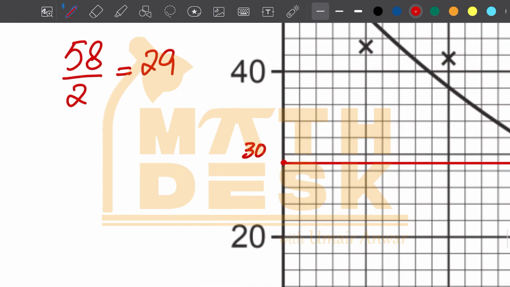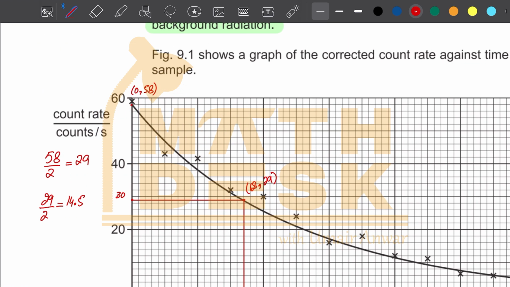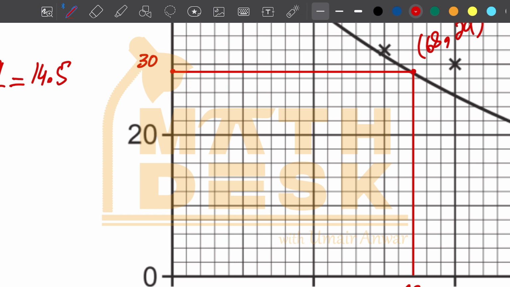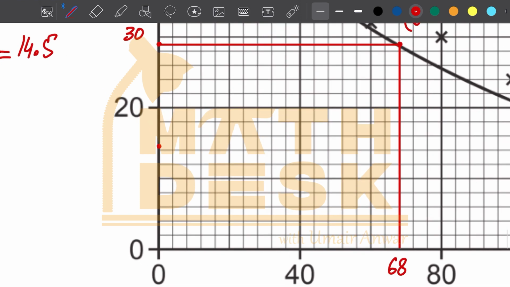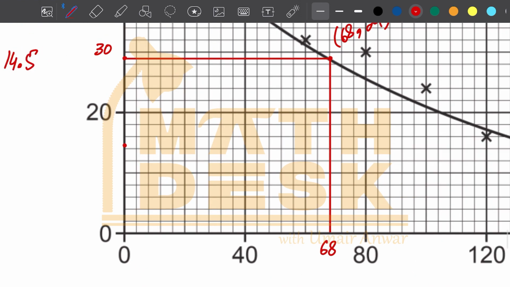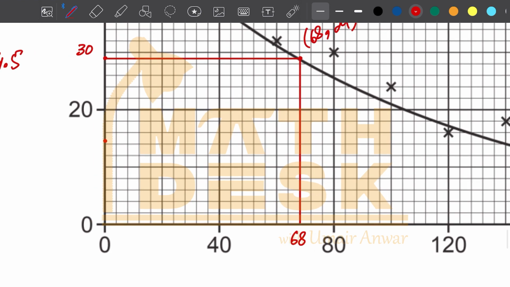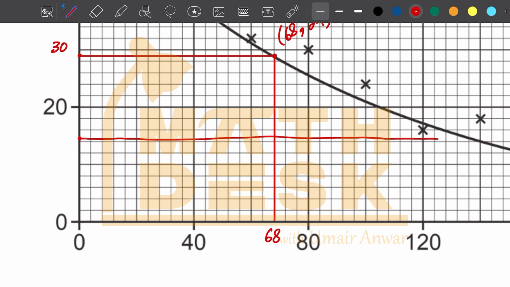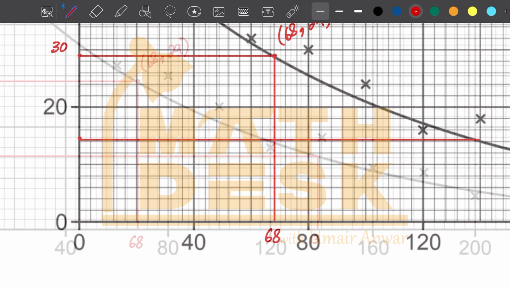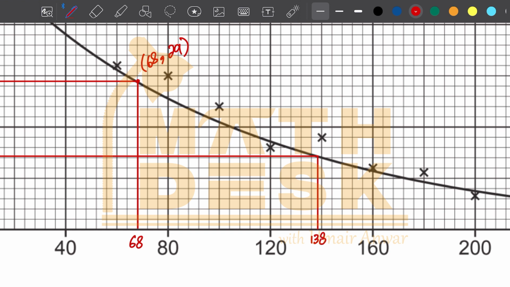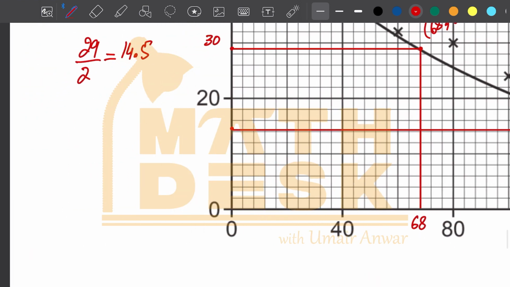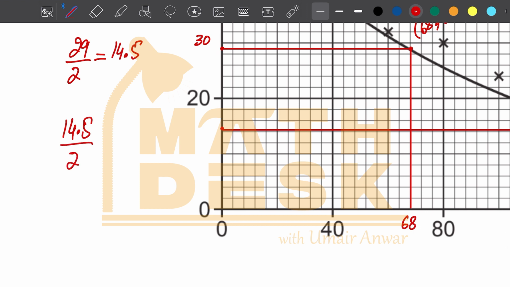Now when we further half this count rate after the second half-life, it would be 14.5. So for 14.5, the value would be somewhere here. So again I would be drawing a horizontal line to match this point with the curve. It matches somewhere here. So the value we obtain is approximately 138 over here. Now when we further half this value 14.5, we get the count rate equal to 7.25.